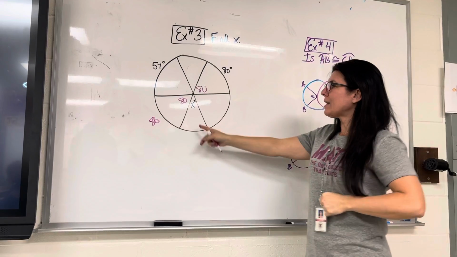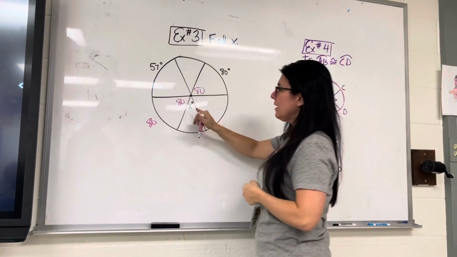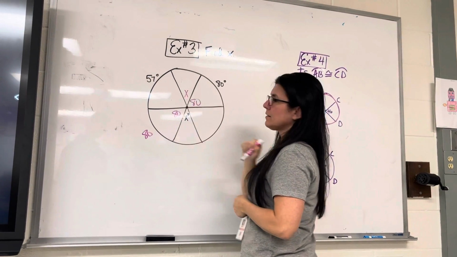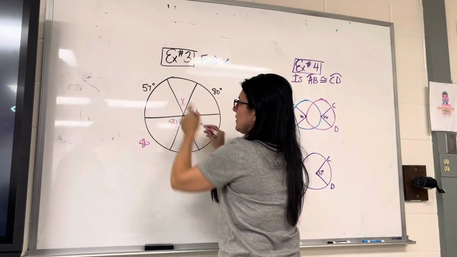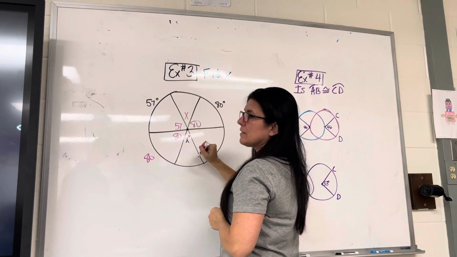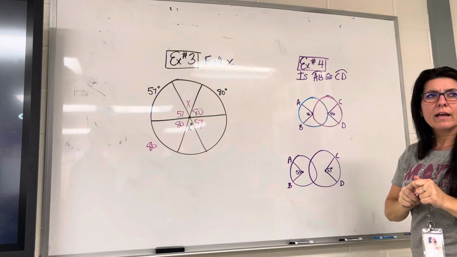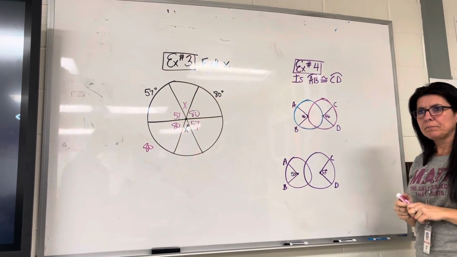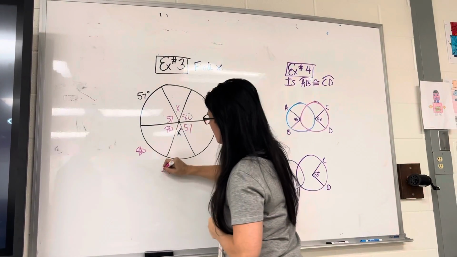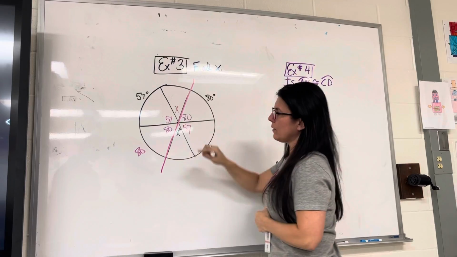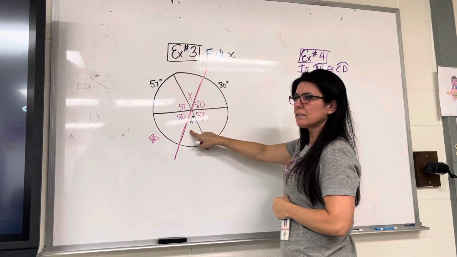We're trying to figure out what x is. So the same idea. If this is x, this is x. If this is 57, this central angle is 57. So this one's also 57. We can look at a semicircle, right? So if we look at this semicircle here, we have 80, 57, and x.